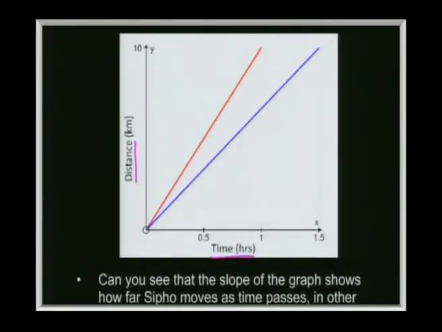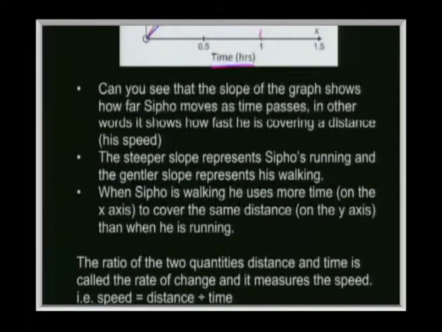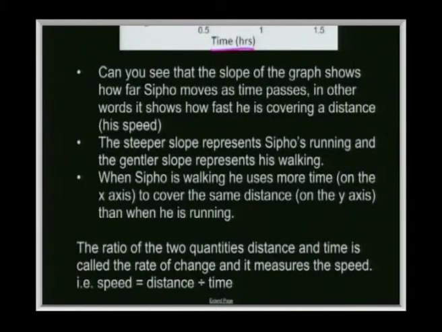Let's have a look at it. Obviously, for him to run 10 kilometers, if he does it in a smaller amount of time, it means that he's running. Whereas if Sipho walks 10 kilometers, he's going to be going much slower, and it means he'll take a longer time to complete the same distance. So this blue line shows Sipho's walking. When Sipho is walking, he uses much more time on the x-axis to cover the same distance on the y-axis than when he's running.